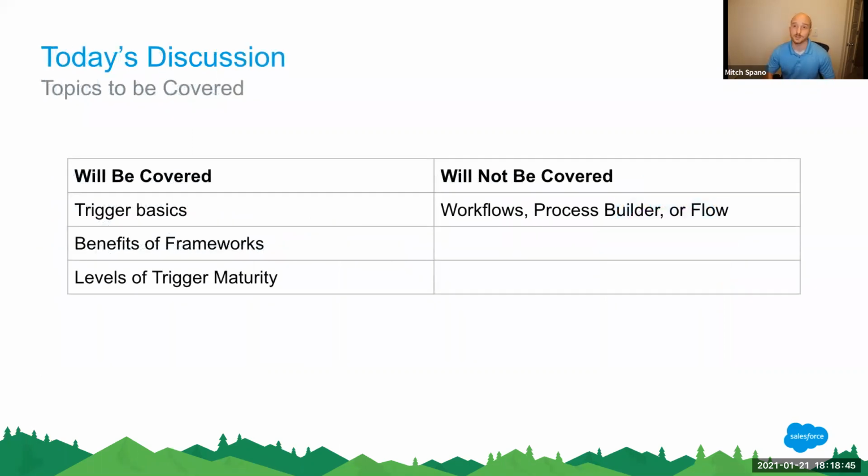Some things that we're going to be discussing today include the basics and the fundamentals of triggers themselves. What are the moving parts? How do they operate? How do you write one? We'll be talking about the benefits of using a trigger framework, and then we'll examine code samples at multiple different levels, increasing in maturity and expertise. Some things that we're not going to be discussing today: we're not going to be discussing any of the declarative parts of the platform, really. We're not going to be discussing workflows, process builders, or flows. We will very briefly touch on unit testing, but most of this is all about the structure of your trigger.